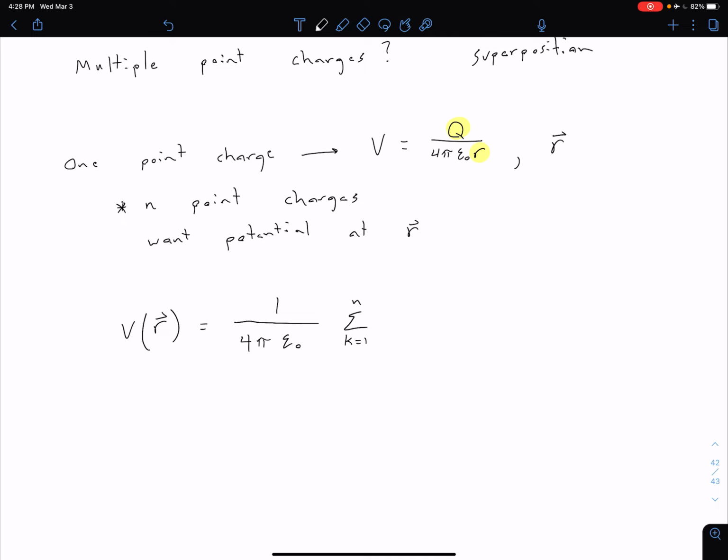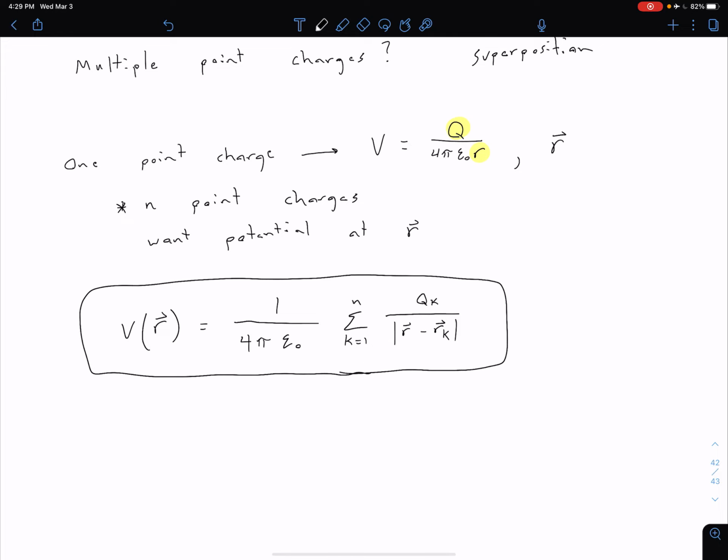And in that summation, we're going to need charge and distance information. So in the numerator, we have q sub k, which is the charge value of the kth point charge. And then in the denominator, we're going to have the distance, so the magnitude of the difference between our distance vector for the point of observation and the distance vector for our kth point charge. And again, we're taking the magnitude so that we get the distance of that. So this is how we would find our potential due to multiple point charges.